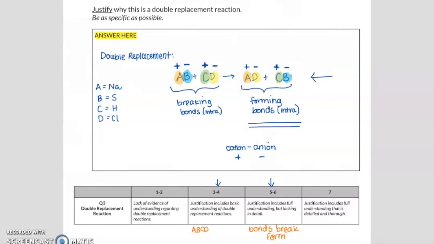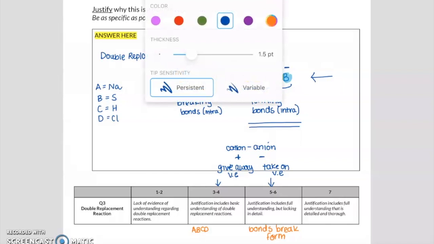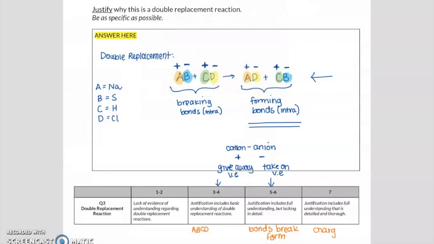Remember what this is talking about. Remember back to Unit 2, our bonding unit. Cations really like to give away electrons in order to be happy and full. Anions really like to take on valence electrons to be happy and full. So this is why cation-anion pairs come together. They make a really good pair for ionic bonding. Discussing the charges or using the words like cation and anion, discussing how those are paired together, that would earn you a 7.